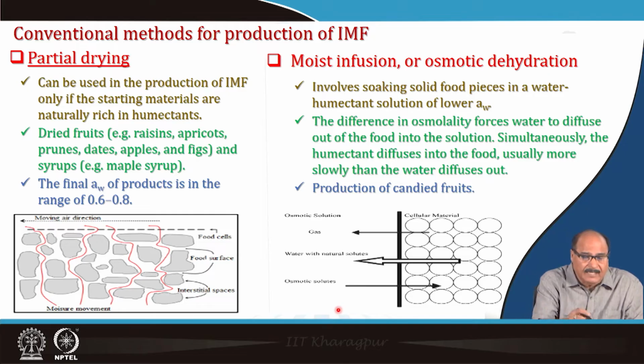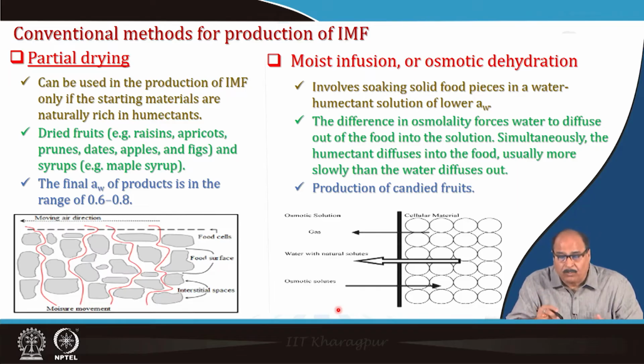Partial drying can be used to produce IMF only if the starting materials are naturally rich in humectants. These include dried fruits like raisins, apricots, prunes, dates, apples and figs etc., and syrups like maple syrup. The final water activity of the product is in the range of 0.6 to 0.8.